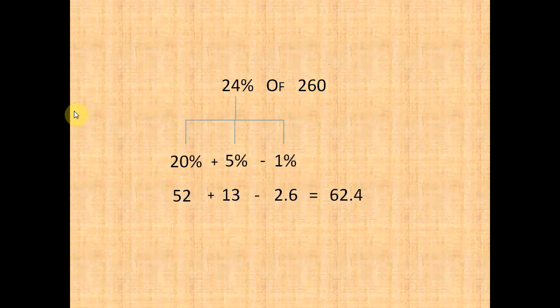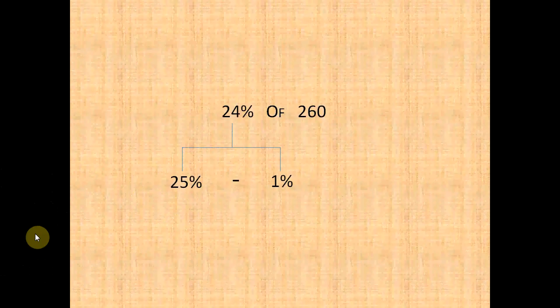So this is a good method, isn't it? Because I don't have to calculate 20%, 5% and 1% by multiplying big numbers. But the best method that caught my eye over the years for 24% is this. I split it up into two parts as 25% and 1%, and I'll subtract the 1% from 25%.